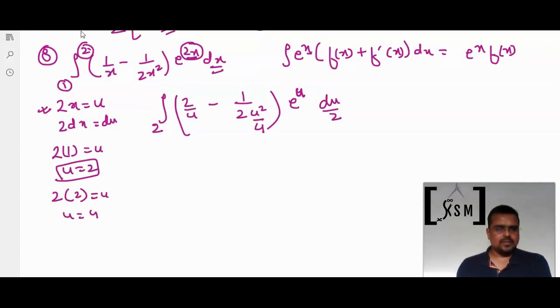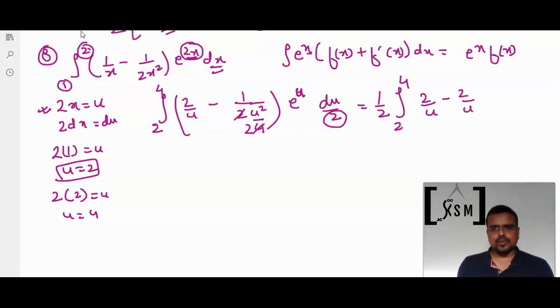Okay. Let's simplify the 2 in the denominator. So we'll rewrite it nicely. This 2, it is 1 over 2 outside, limit from 2 to 4. And it is 2 over u minus 2 over u squared, and that is e to the power u and du.